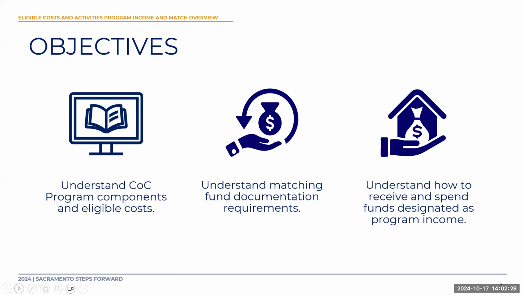The goal of today is to provide information to better understand the program components, for example, permanent supportive housing versus rapid rehousing. We'll briefly touch on them; in the first session we went over them in more detail, so today it's just an overview. We'll also go over eligible costs under each program type, and our goal is also to help you understand match requirements and how to receive and spend program income.